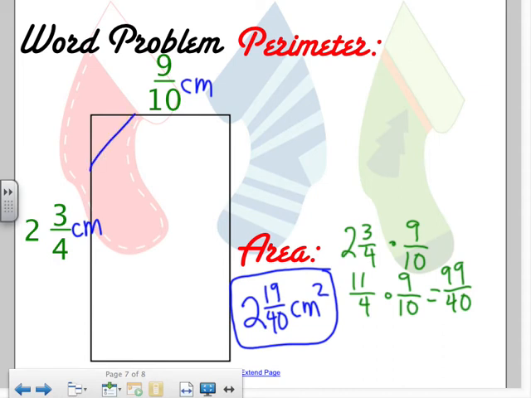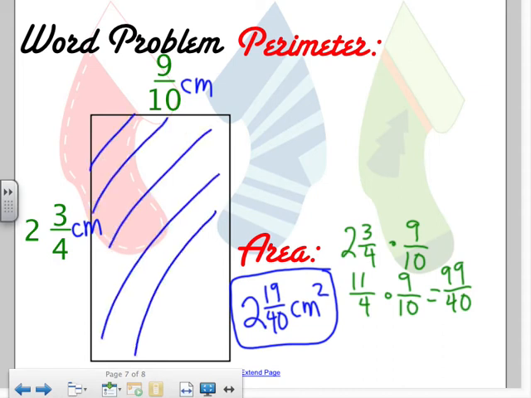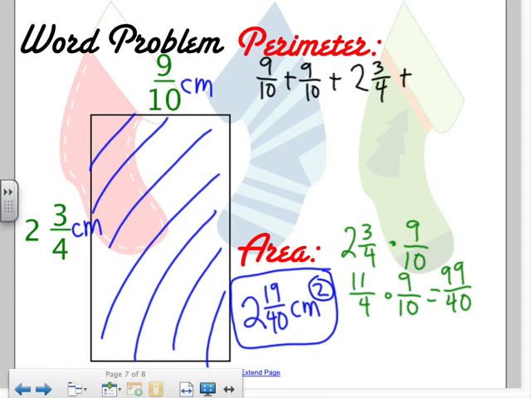Remember, area is the area inside, it's two-dimensional. So there's always a little 2 by the unit because it's two-dimensional. So that's the area. Perimeter, you're adding up the 4 sides, okay? So you're doing 9/10 plus 9/10 plus 2 3/4 plus 2 3/4.